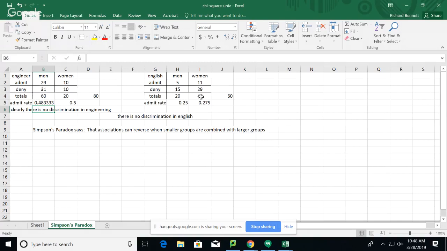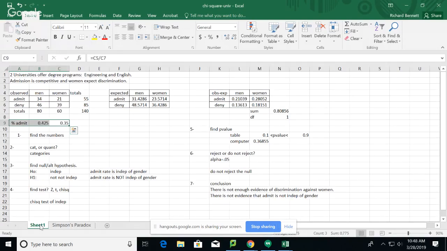And the reason why this works is because the engineering department is larger, 80 versus 60, and the men are larger, 60. So 3/4 of the men of the 80 applied, whereas in this case, 2/3 of the women applied in the English. Okay, and so this happens when your sample sizes are uneven. That's really what it means. So when your sample sizes are uneven, the associations can reverse.